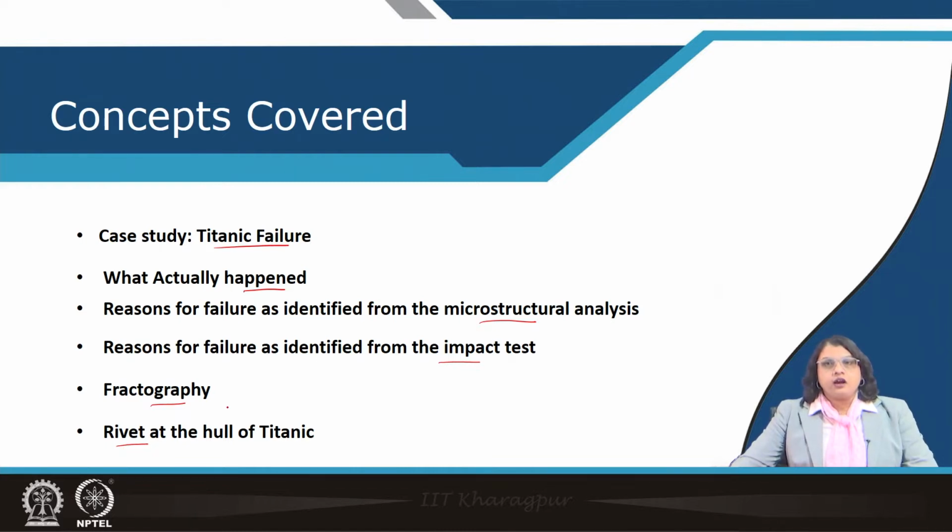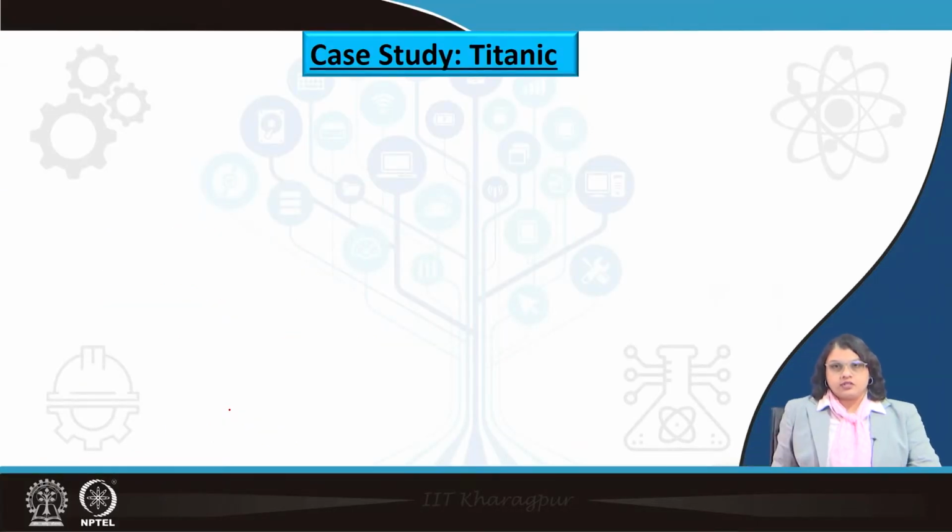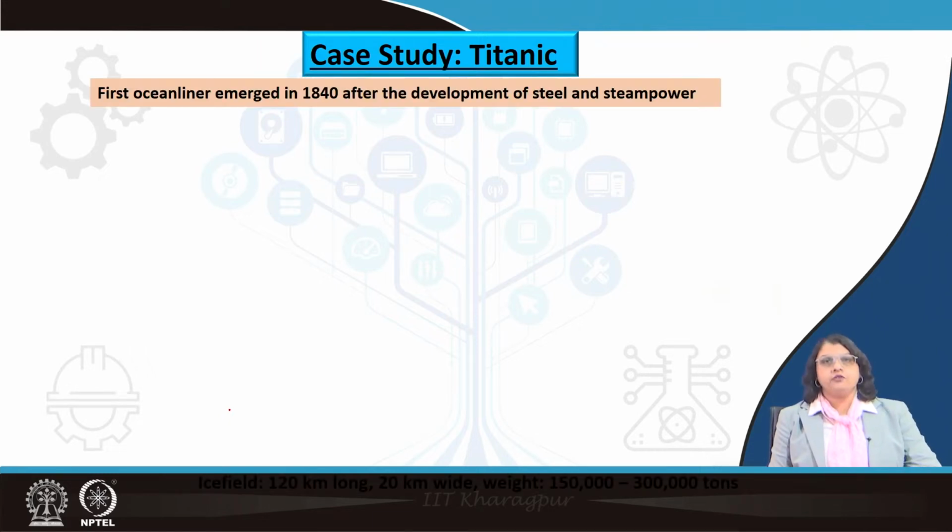Okay. So, we are talking about an incident which happened more than a century back, right. The sinking of Titanic happened in the year 1912. In fact, all this ship business came into the picture almost 150 years back. It all started around the 1840s, when steel and steam power had already been discovered and were in use, and only then the first ocean liner emerged.